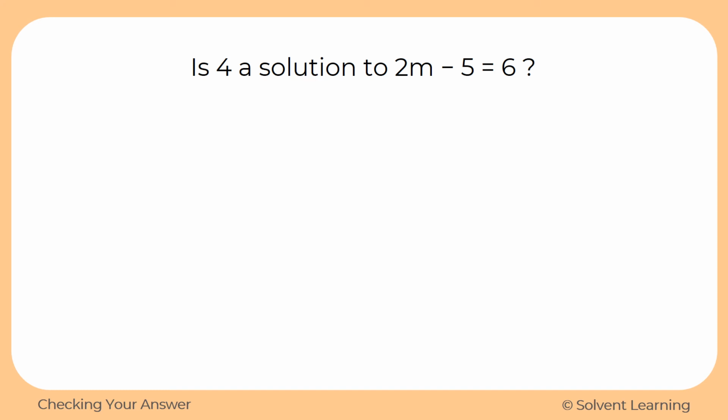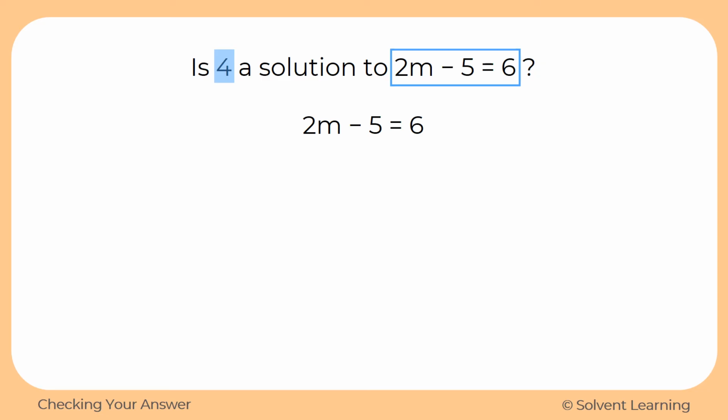Let's look at another example. Is 4 a solution to 2m minus 5 equals 6? Here's our equation. So write that down, 2m minus 5 equals 6. And we want to see if 4 is a solution. So we want to see that if we plug 4 in for m, if it will give us a true equation or not.